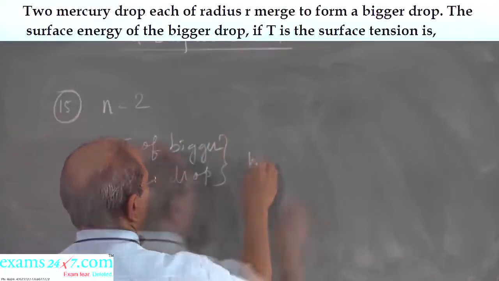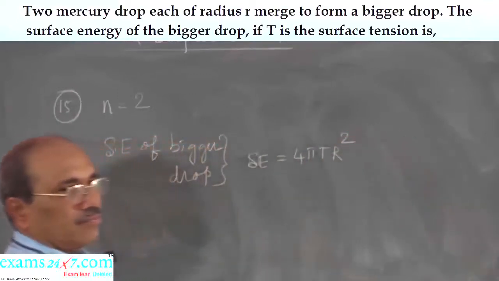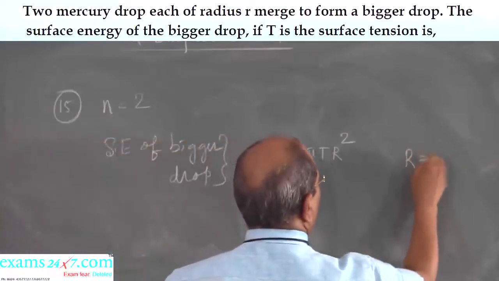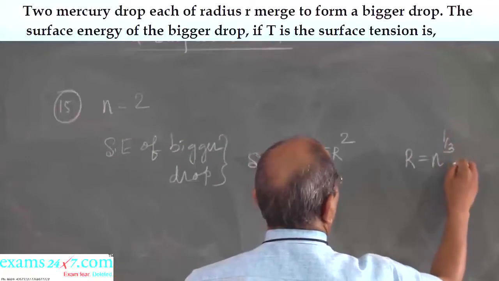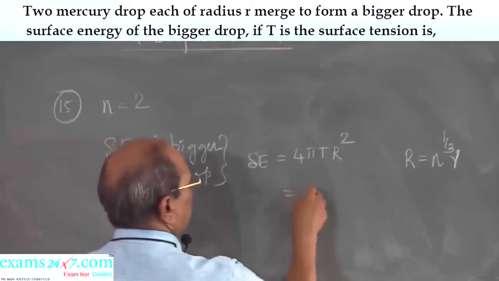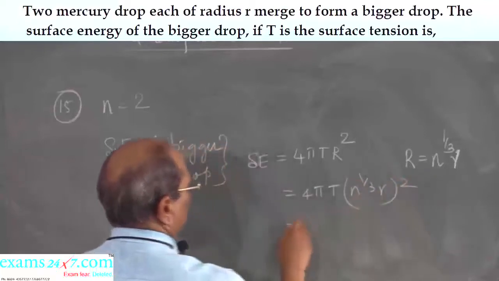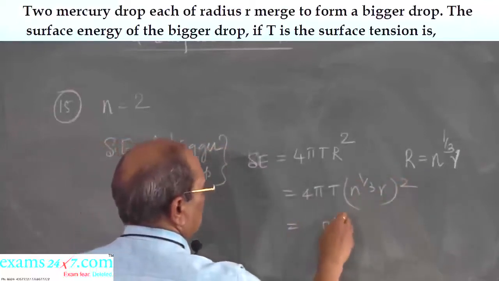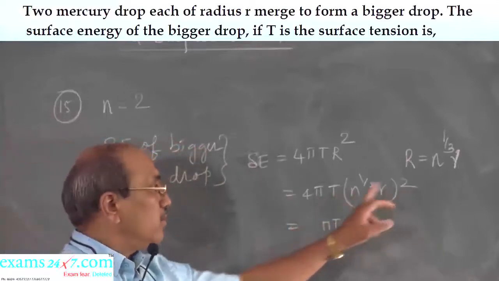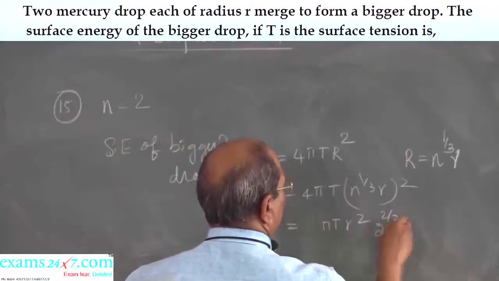Surface energy of the bigger drop is equal to 4 pi T into R square. Directly, if you think, but the number of drops is 2. I gave one relation: R is equal to n to the power of 1 by 3 into small r. If you substitute here, 4 pi T into n to the power of 1 by 3 r whole square, pi T r square can be kept as it is. Pi T r square. N is 2. 2 to the power of 2 by 3 into 4.